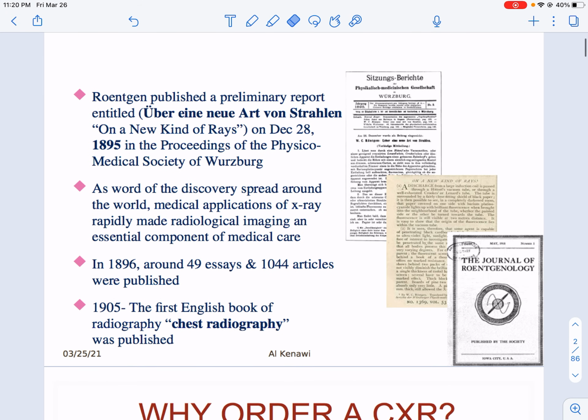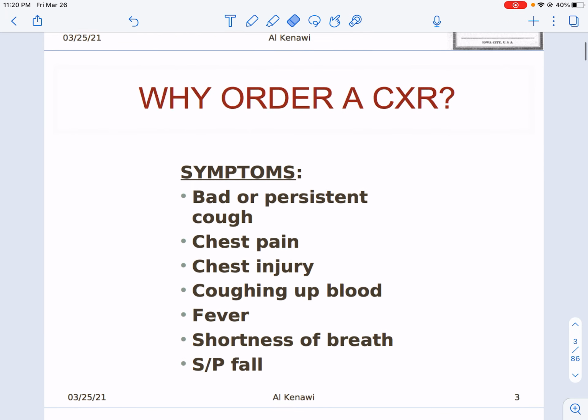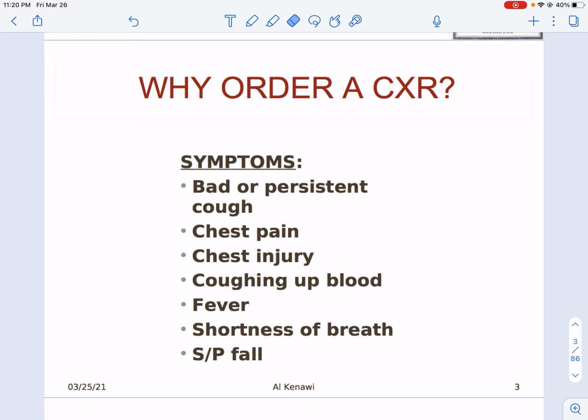The first slide talked about some historical information about chest radiography. For the second slide, we need to understand that chest x-ray is not a routine test. We need to have a reason to order a chest x-ray. Here are some symptoms for which we can order one: if the patient has a bad or persistent cough, chest pain, chest injury, coughing up blood, fever or shortness of breath, or status post-fall.